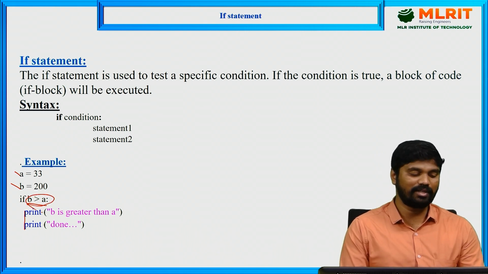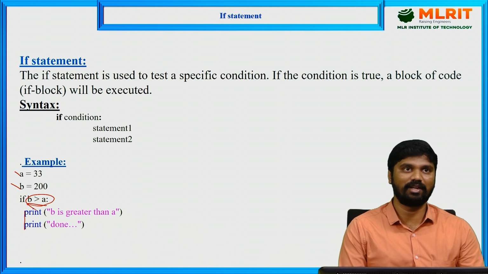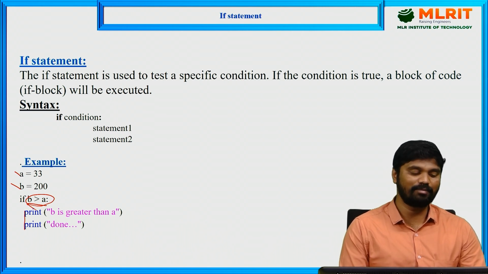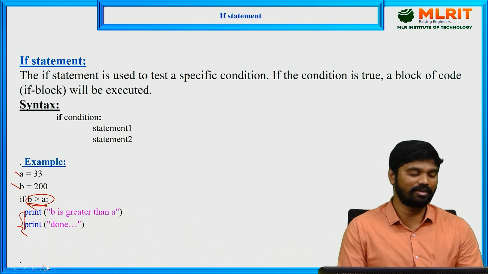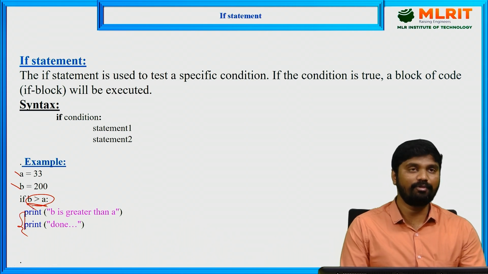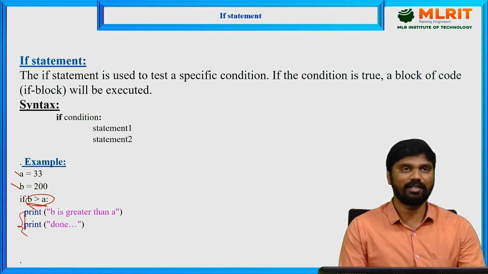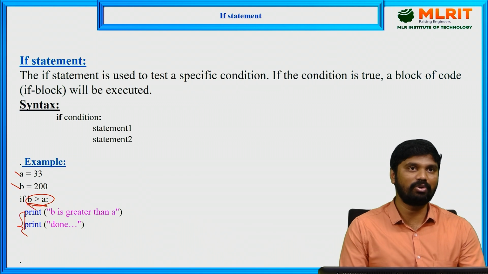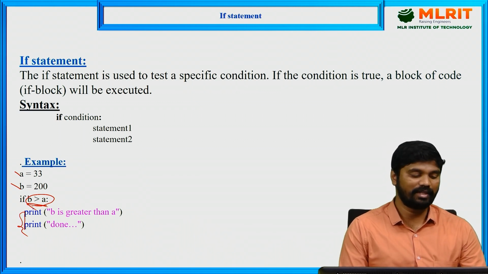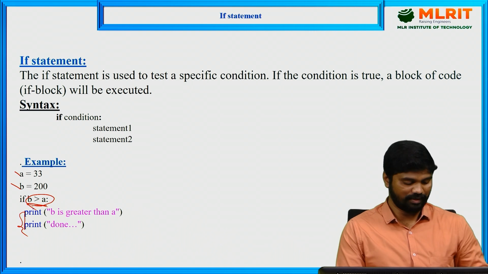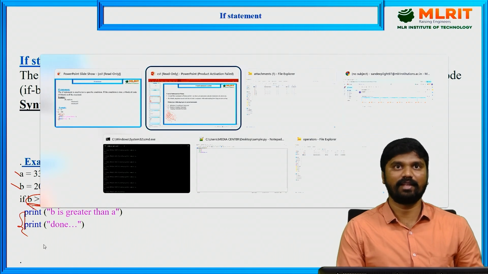Now we have to check this condition, that is B greater than A, 200 is greater than 33. If the condition becomes true, then these two statements will be executed. If the condition becomes false, then we won't get any output, because here we did not represent any code for when the condition becomes false. So that is about the if statement.